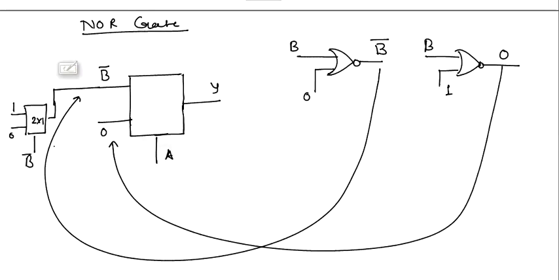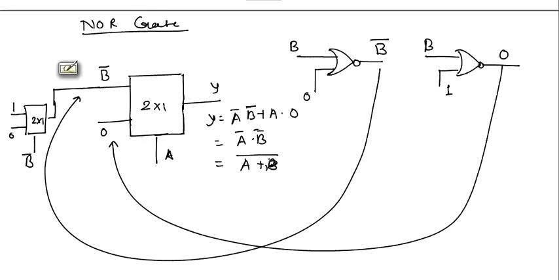So here also we require 2 2:1 multiplexers. So Y will be equal to A bar B bar plus A dot 0. This will be equal to A bar dot B bar, which equals A or B whole bar.